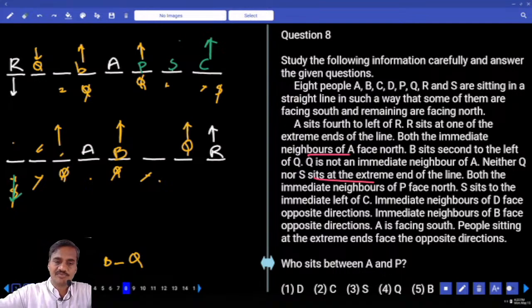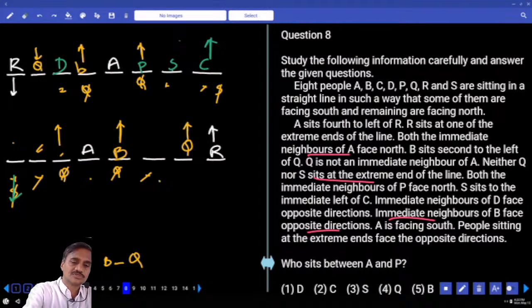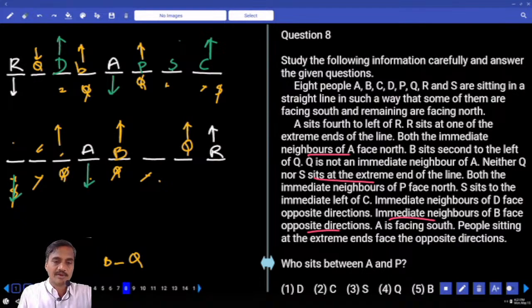Immediate neighbors of D are facing opposite. Next, the immediate neighbors of B face opposite directions. The immediate neighbors of B may be D and A, whose directions are not yet known. A is facing south; if A is south, D must be facing north. Here also A is facing south. Now if A is here, the immediate neighbors of B are facing opposite directions.